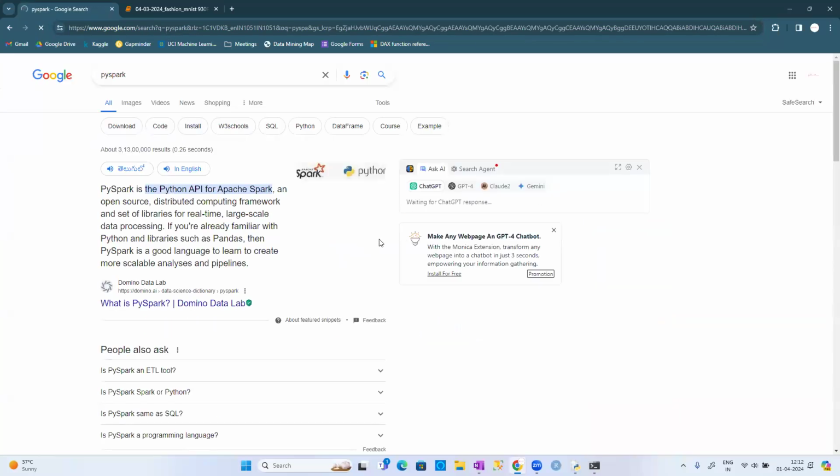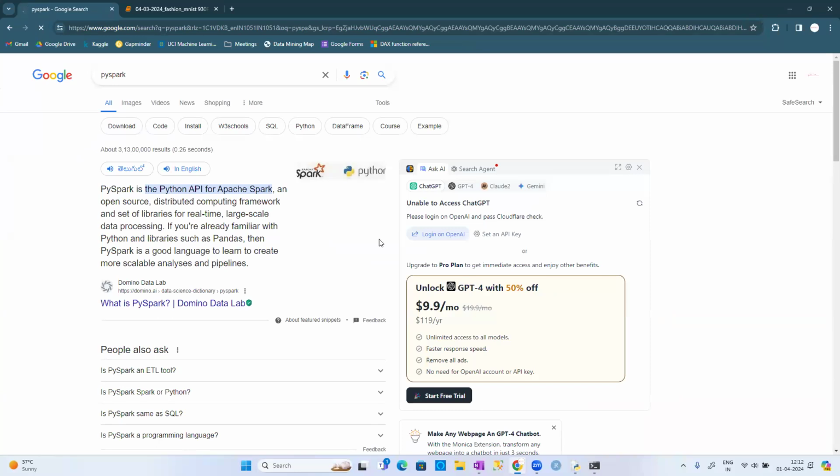PySpark is nothing but Python plus Spark. Spark is basically a framework used to handle large volumes of data. Because we can integrate it with Python, we can easily work with the Python script and the Spark framework, and we can do large scale data processing.